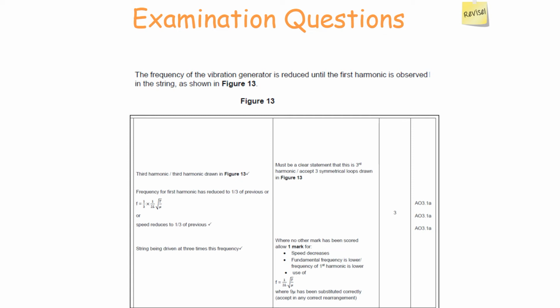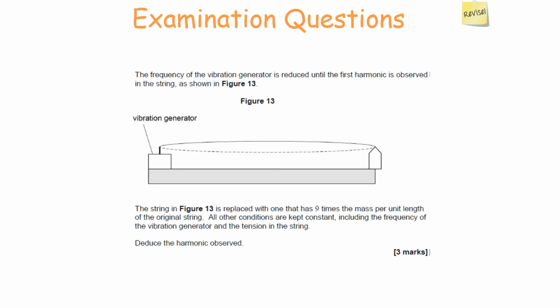because what you've put in is mu to be 9 times as big, but it's square rooted, so 9 square rooted becomes 3, and because it's T over mu, therefore it's going to be 1 over 3. So therefore we can say that the frequency has reduced to a third of its previous value. So therefore the speed has reduced to a third of its previous value. So therefore the string must be being driven at 3 times this particular frequency to get this out. So therefore the harmonic which we're observing is going to be the third harmonic.